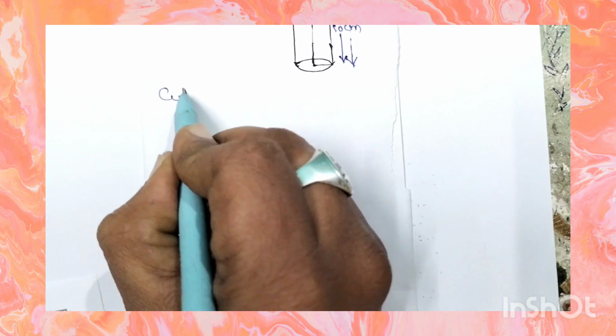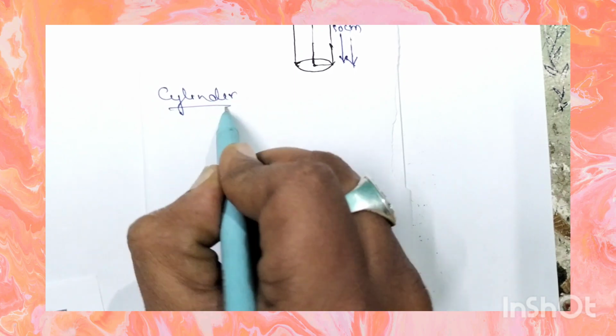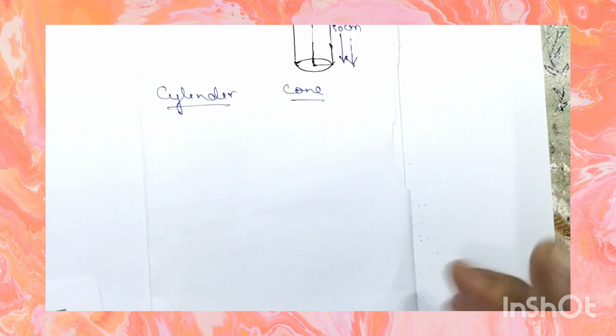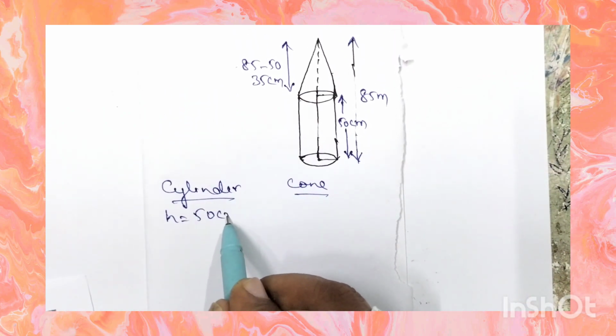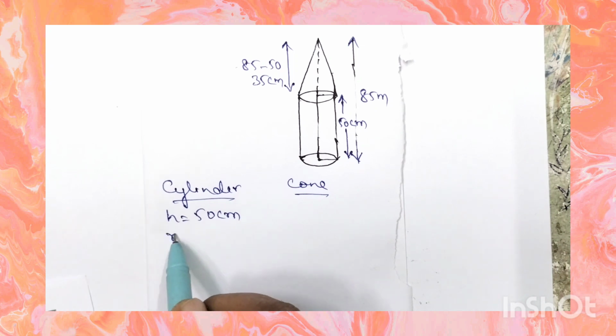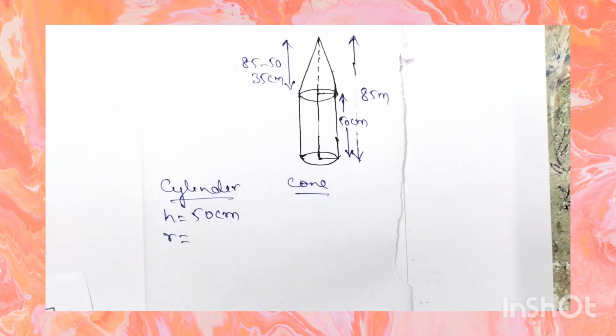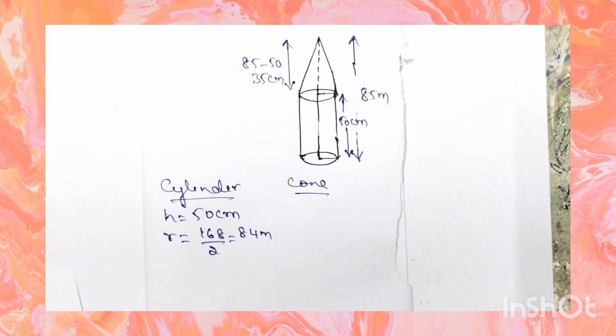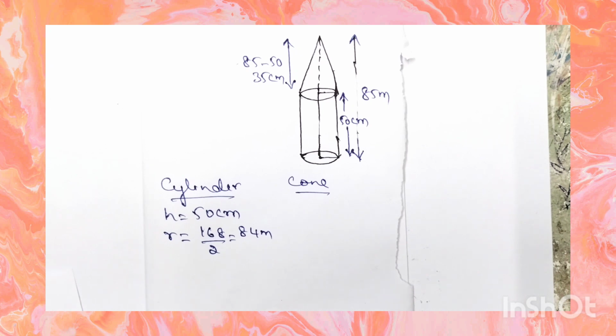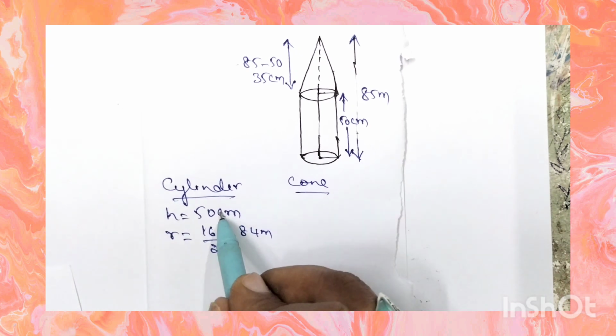Now let us make a list for the cylinder and the cone. The height of the cylinder is equal to 50 meter. Now, what will the radius be? The total diameter is given as 168. So half of 168 is 84. So the radius of the cylinder is 84 meter.